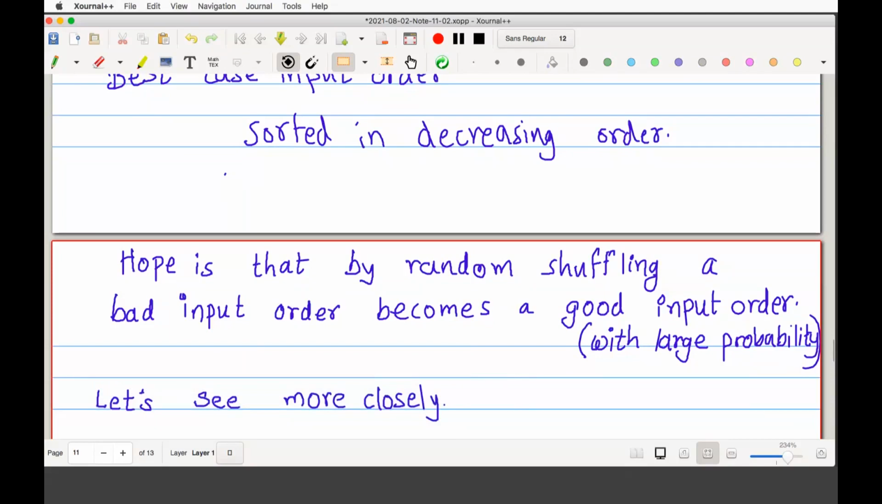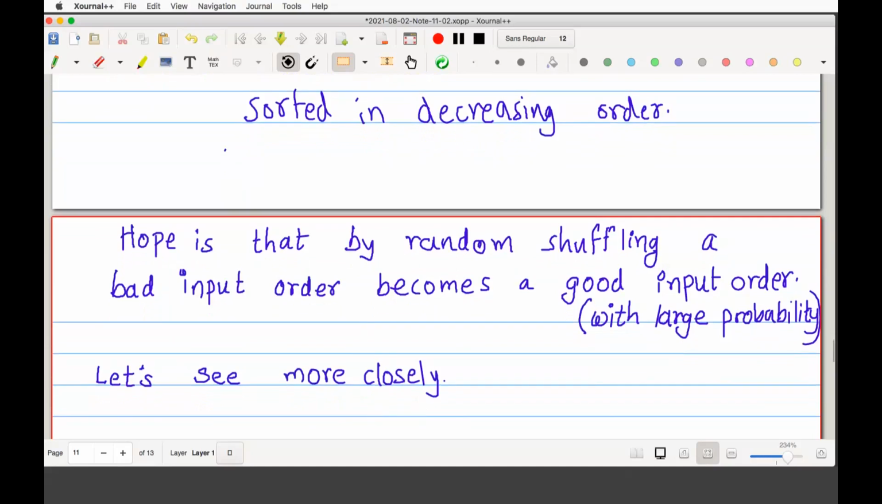We don't know it yet. We still need to figure it out, right? So it's true that every input order is equally likely. The only question is how many input orders are good and how many input orders are bad. That's what we need to figure out. Okay, so let's see it more closely.